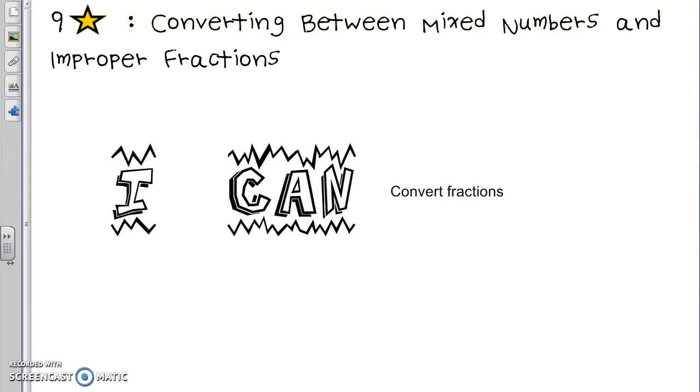Okay, welcome to lesson 9 star. Converting between mixed numbers and improper fractions. I just made up 9 star. I'm not really sure why, but I like stars.